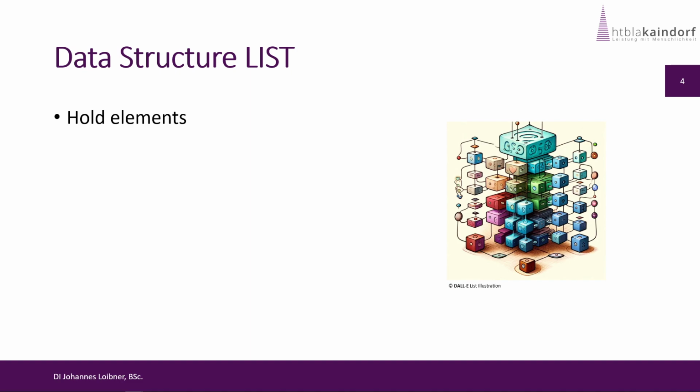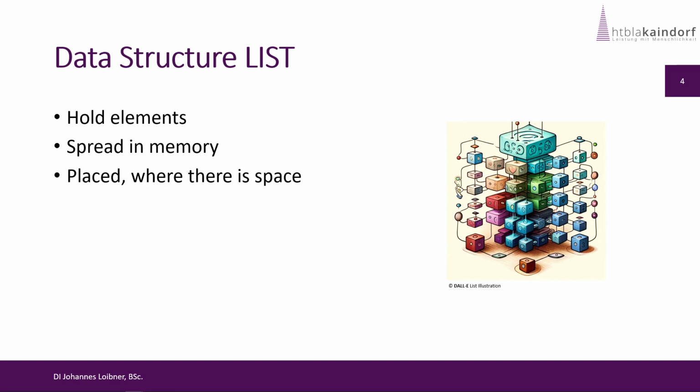So let's see. The data structure of a list holds elements. So this is the same as the array also does. So there is no big difference. But when it comes to saving the elements in memory, there is a very big difference, because the data structure list spreads its elements in the whole memory. So wherever there is some place for an element with a special size, we place it there. So they are not just one after the other in memory, they're just spread somewhere. So one thing that's not possible anymore is accessing elements using the index. So we have to come up with another idea of how to link the elements. That's already where the linked list comes from.